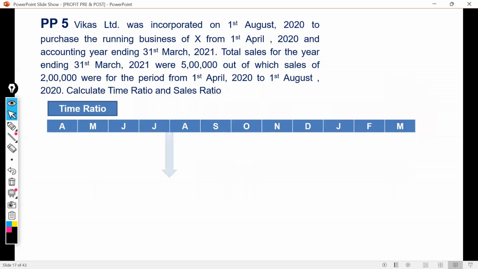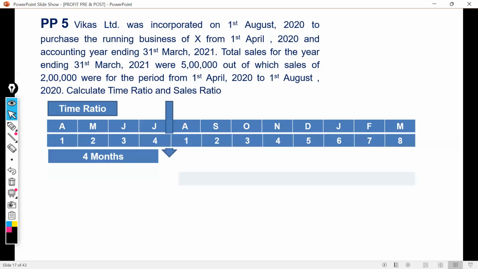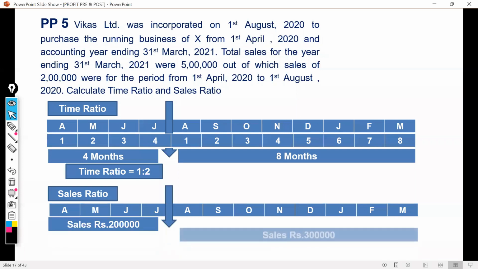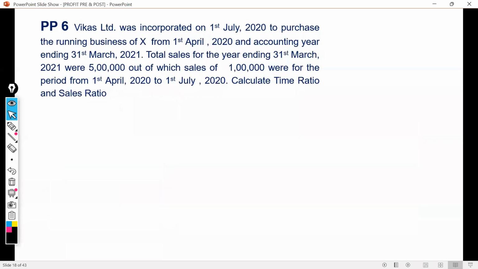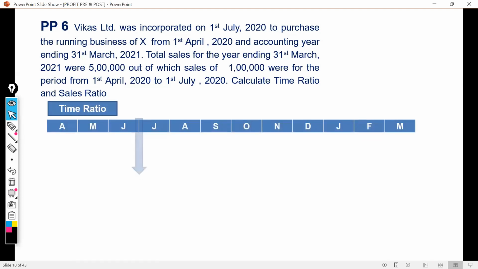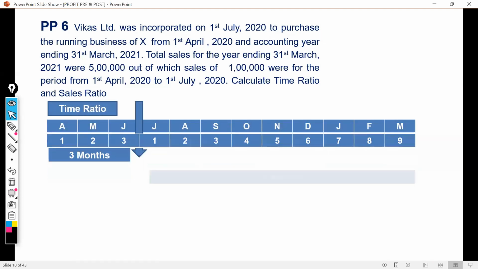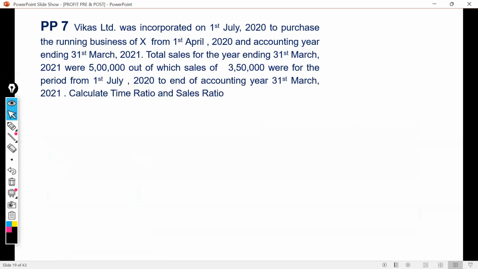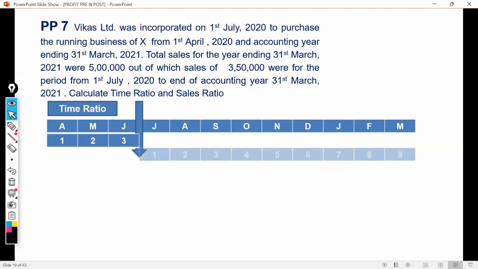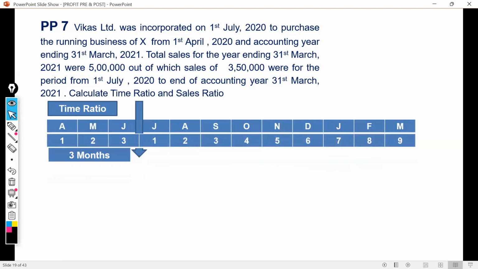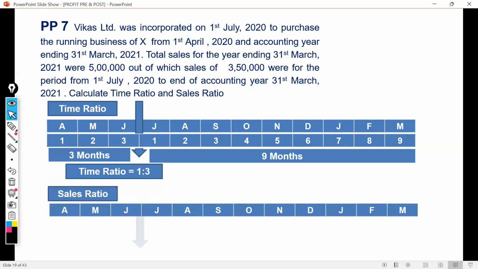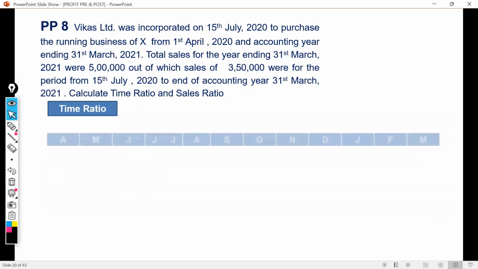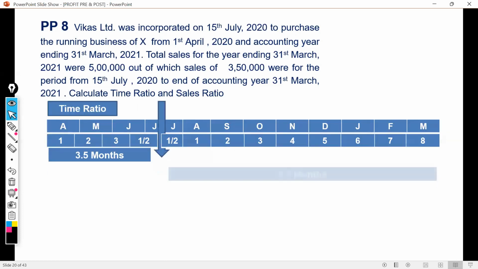We calculate fast. These are already taken up in previous slides. This is also previous sales 1 lakh and post sales 4 lakh. In this problem also you can judge very easily, because in starting we consider a very simple problem related to time ratio and sales ratio.